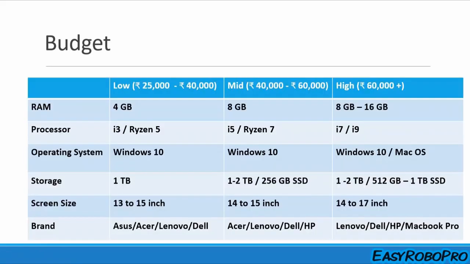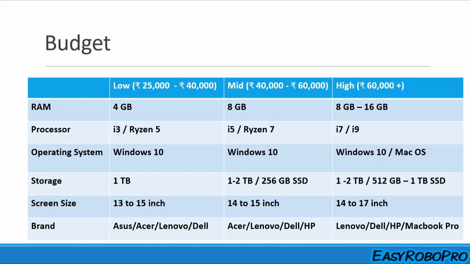The final important component or feature that drives everything is your budget. I have categorized here into three categories: low, mid and high, and also given a price range in terms of Indian rupees. If you're planning to buy a low budget laptop, then you can go for 4GB RAM, Intel i3 processor or Ryzen 5 with Windows 10 operating system, 1 terabyte of HDD storage, screen size between 13 to 15 inches, and brands you can select are Asus, Acer, Lenovo or Dell.